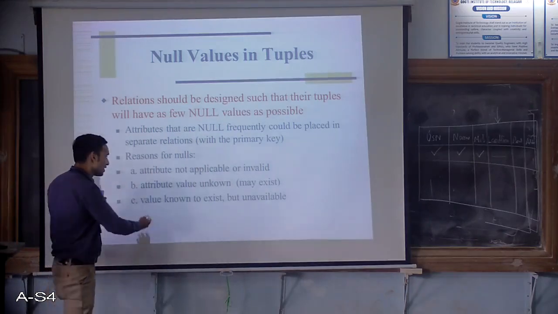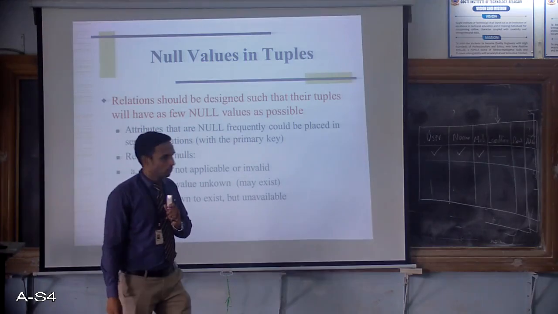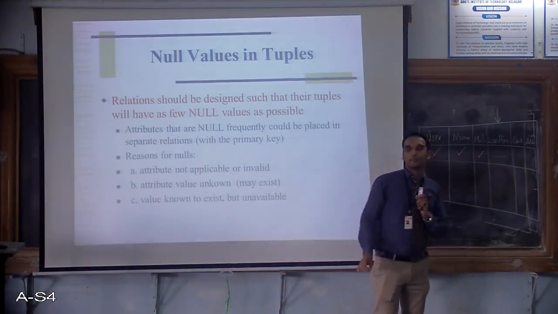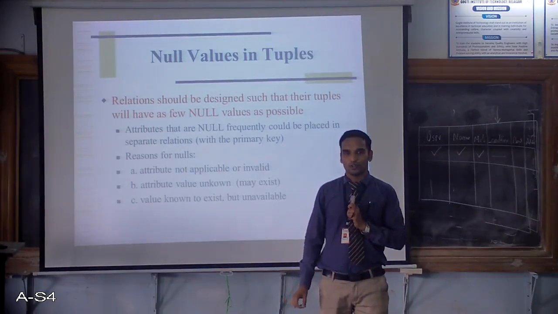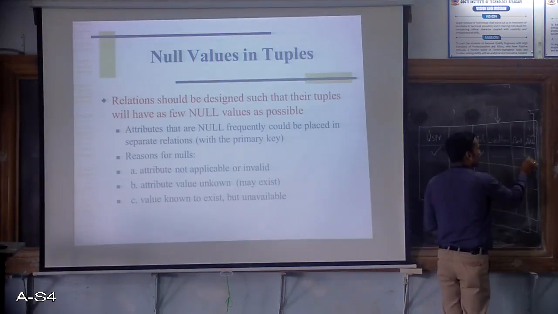And the last one is value known to exist but unavailable. So for example, your parents' mobile number. Now we have seen rarely students enter their parents' mobile number in any of the college information. So what happens here is the value exists, but you don't want to enter it. So again you leave it blank.